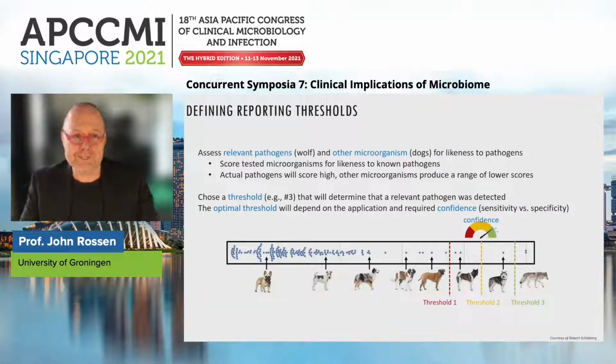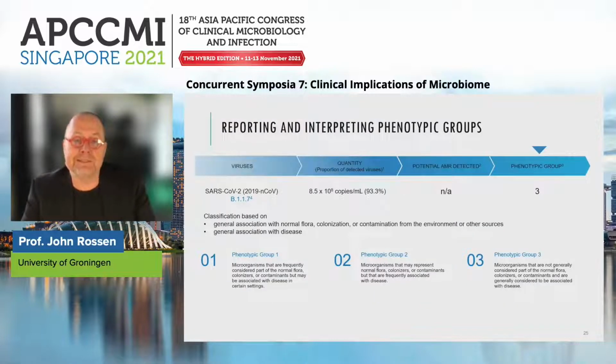So, as I told you, as we detect so many pathogens, it's really necessary to distinguish the microorganisms that are just present from the ones that are really the pathogens. So making use of thresholds that will determine that a relevant pathogen was detected is an option to do that. The optimal threshold will depend on the application and required confidence. So we can work with thresholds, and that is also what you can do in your software.